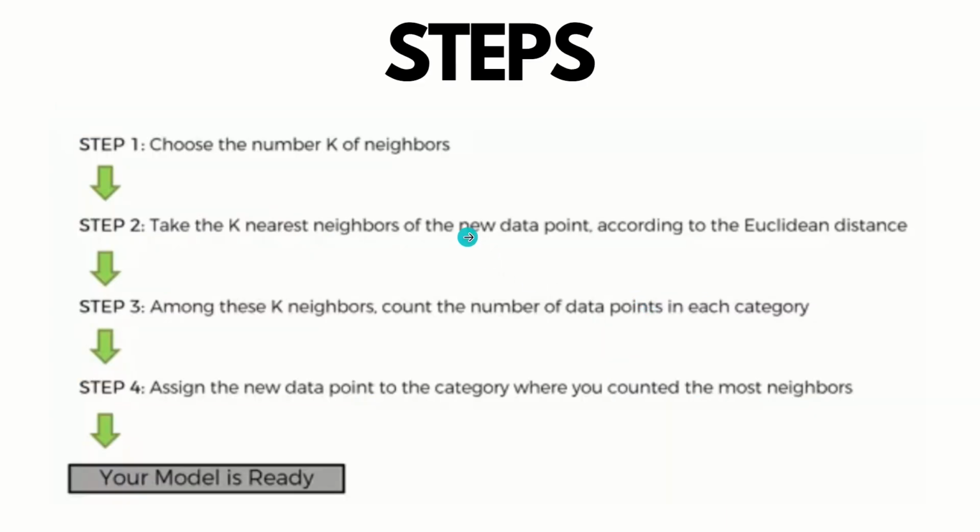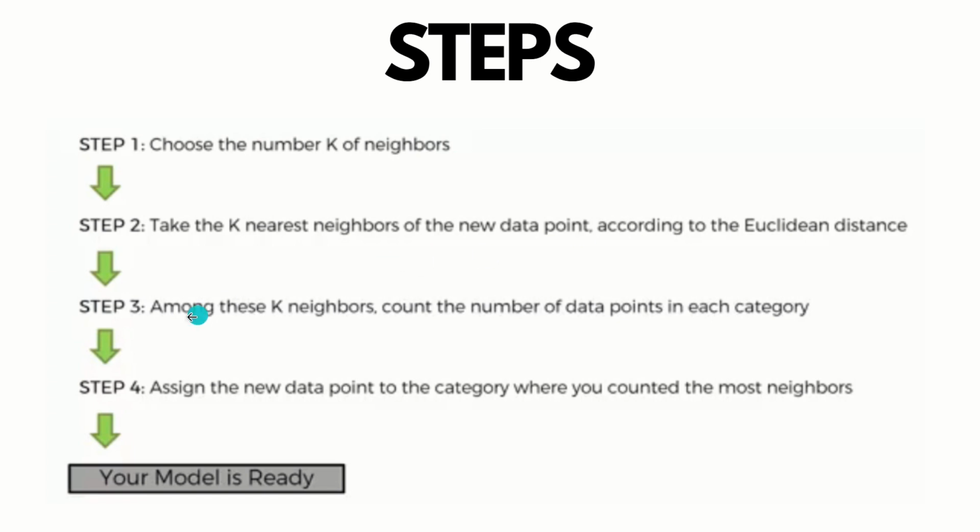So what are the steps? We have 4 steps. First of all, we need to choose the number k of neighbors, meaning what value we want to start with, like how many neighbors we want: 3, 2, 4, 5, right? You can decide this k value. Afterwards, take the k nearest neighbors of the new data point according to Euclidean distance. We all have studied mathematics in school, right? We know Euclidean distance is one of the simplest formulas, in which we find the distance between 2 points: the square root of (x2 minus x1) squared plus (y2 minus y1) squared.